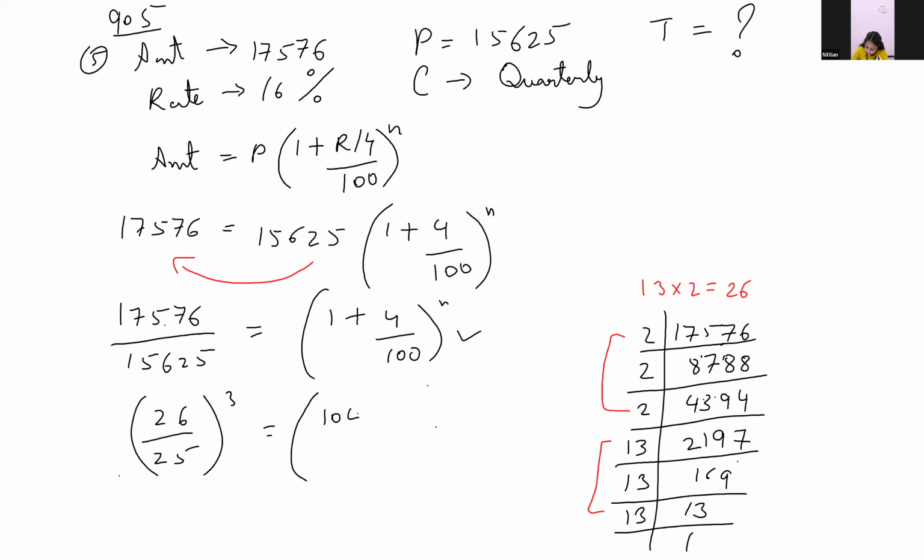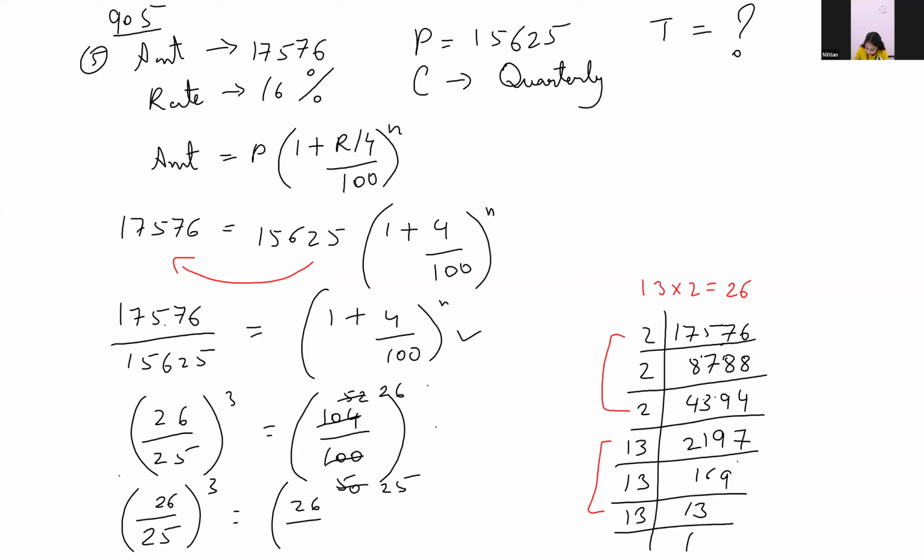So it becomes 104 upon 100. We can cancel 104 and 100 with 2. Cancel it with 2: 52 by 50. Cancel it more with 2: 26 upon 25. So I have 26 upon 25 cube equals 26 upon 25 to the power n. So my n will be how much? n will be 3, because the numerator and denominator are the same on both sides, so the power will also be the same. That is how we got n equals 3.